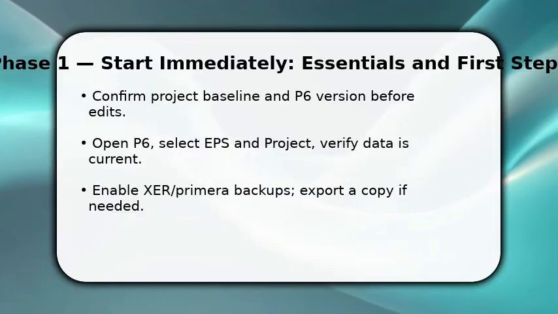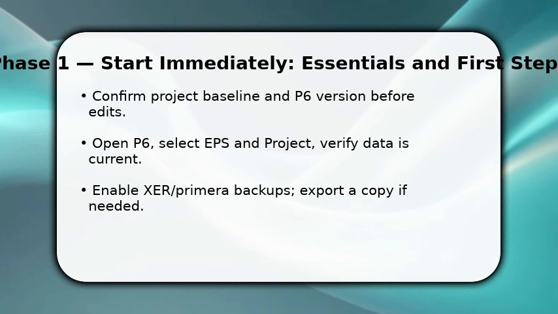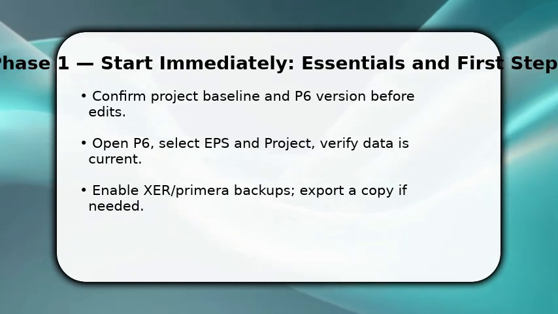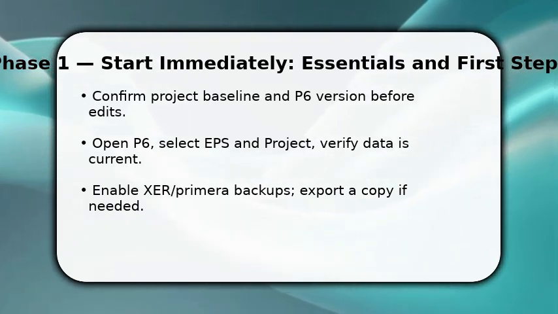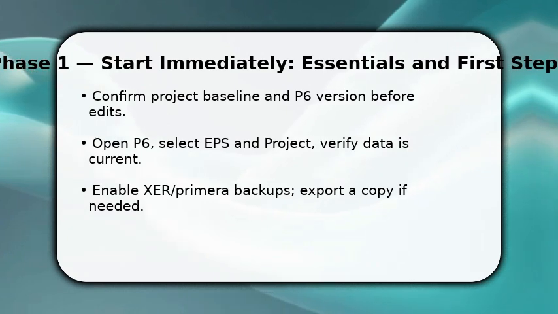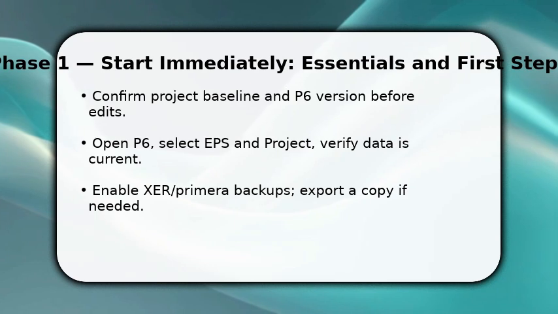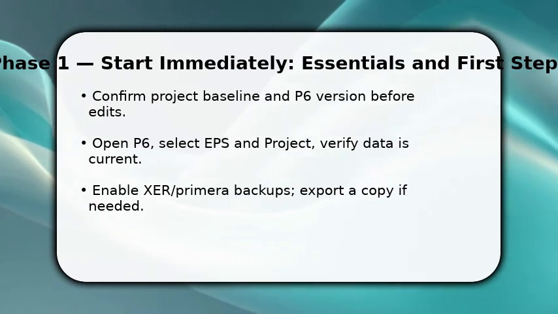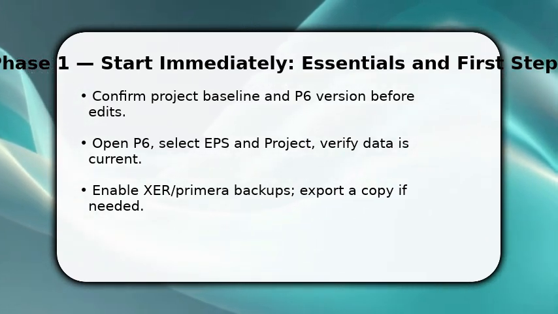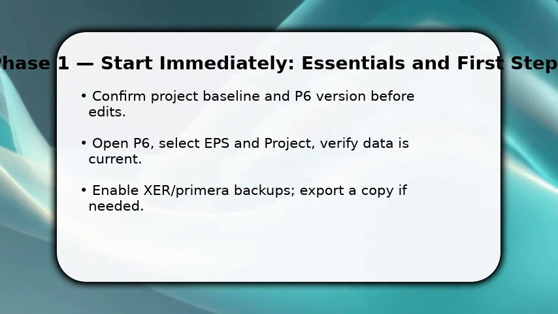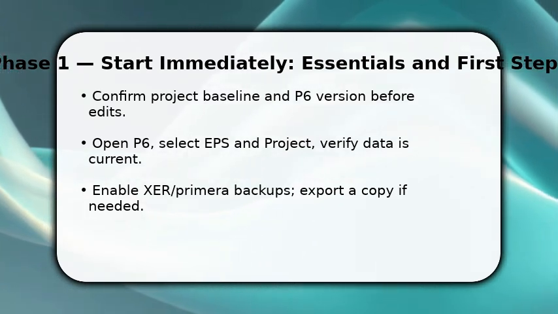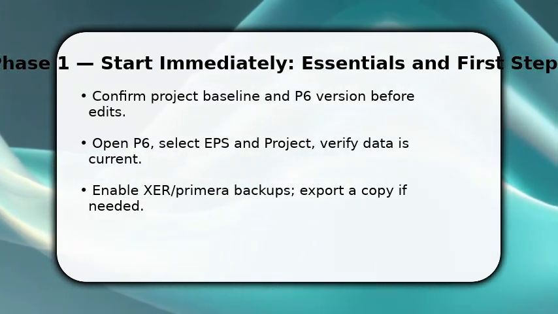You begin by verifying prerequisites and taking the first actions. Confirm the project baseline and P6 version, because mismatched versions cause corruption. Open Primavera P6, choose the correct EPS and project, and make sure data is synchronized. Once done, export an XCR or create a database backup to protect your baseline. This lets you revert if edits go wrong.